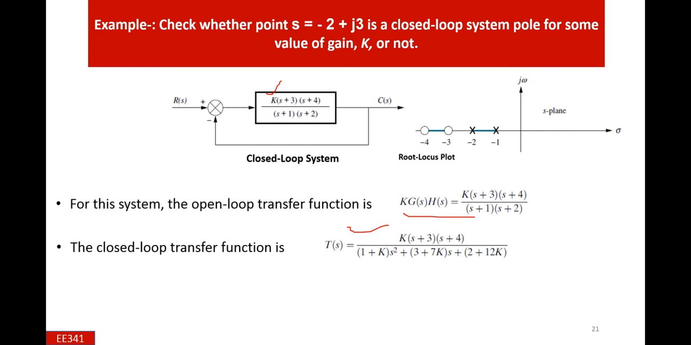Ultimately, maybe in the next lecture we will solve the same example to find the root locus, because some additional concepts are required that are not covered in this lecture, such as the breakpoint and other related concepts. Here we want to find whether the point s equal to -2 plus j3 lies on the closed loop root locus for some value of k or not. So this is the concept, and let's see.